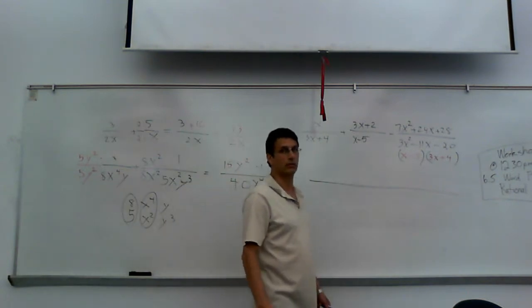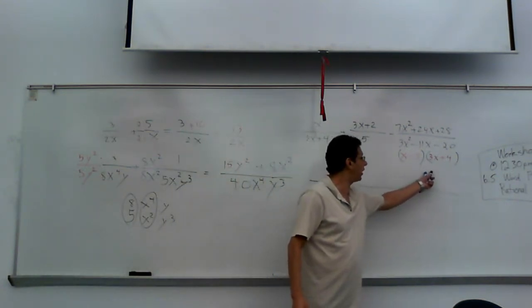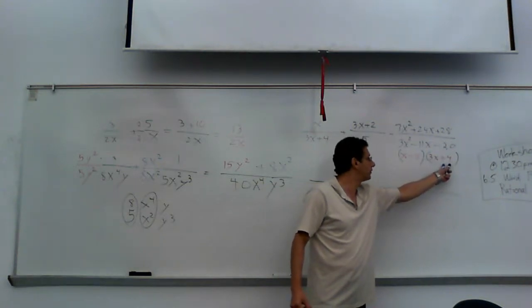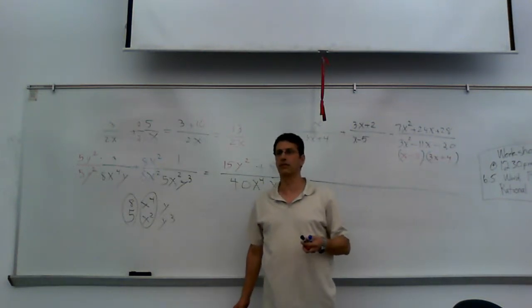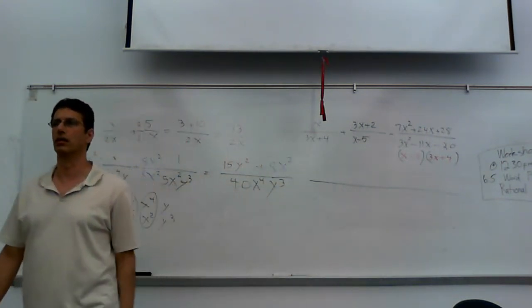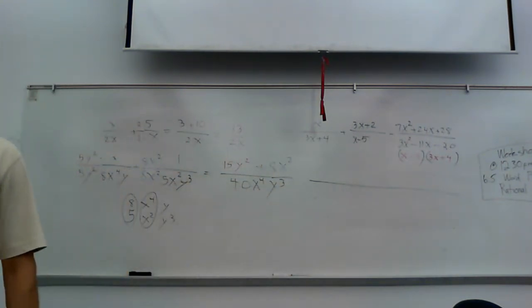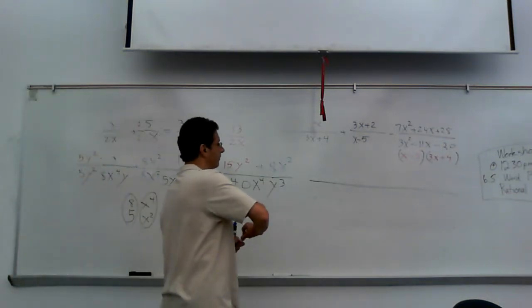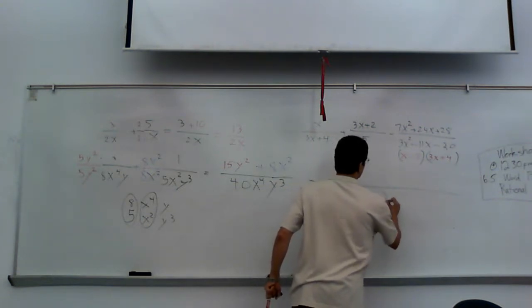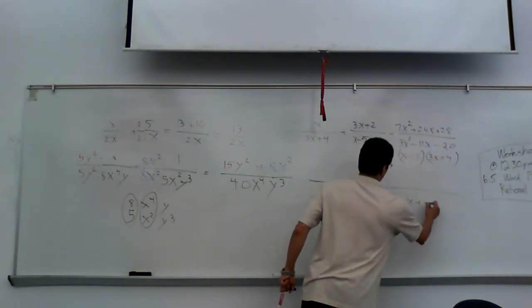Now, does the middle term work? No. Minus 5 times 3x is negative 15x. 4 times x is 4x. They add up to negative 11x. It does work, doesn't it? Everyone? Give me your LCD. Right?